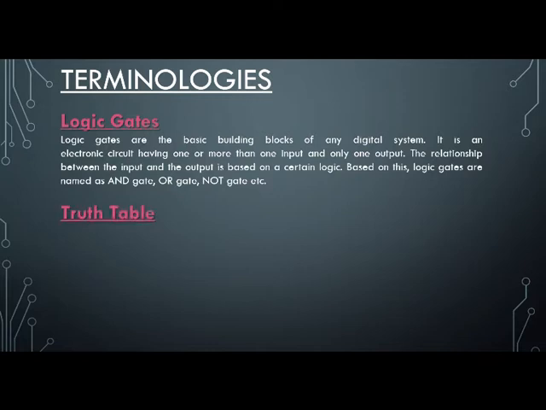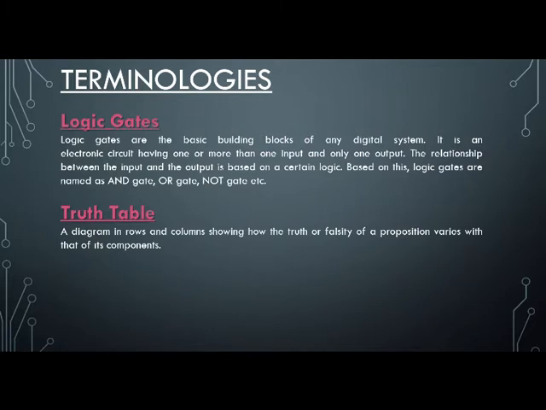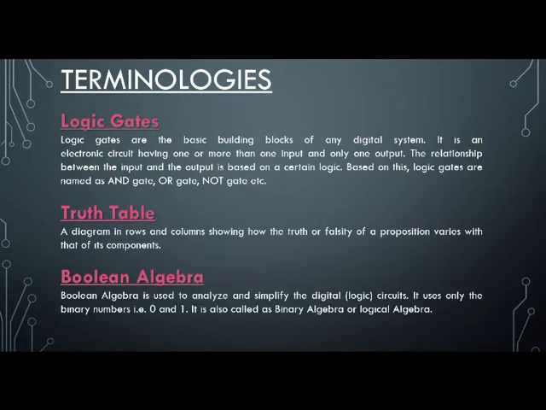What is the truth table? A diagram in rows or columns, which shows how the truth or falsity of a proposition varies with its components. And what is Boolean algebra? Boolean algebra is used to analyze and simplify digital logic circuits. It uses only binary numbers, that is 0 or 1. You can say true or false. It is also called binary algebra or logical algebra.